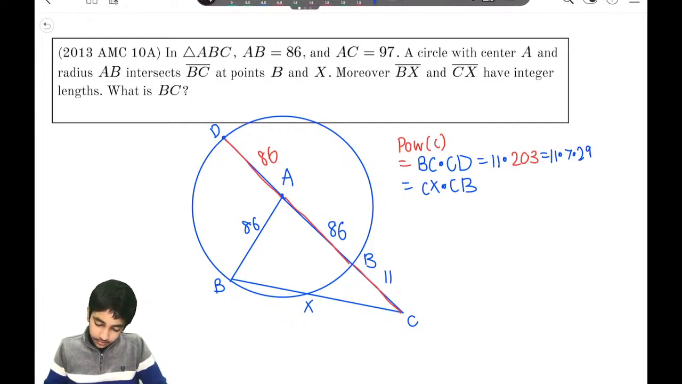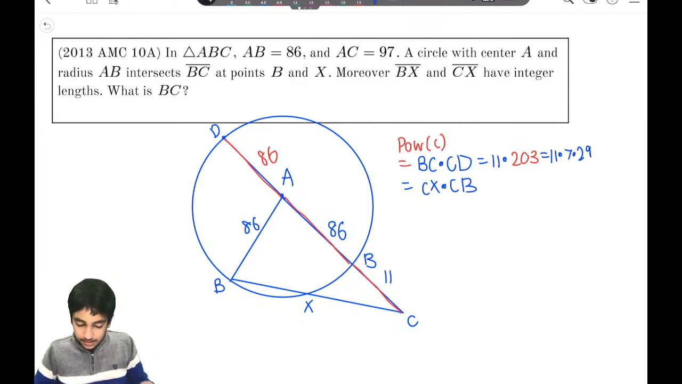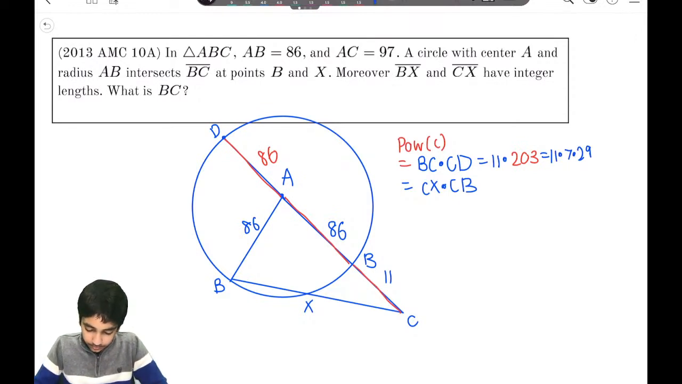Okay, so now what can we do? Now we can see that if the power of C is equal to 11 times 7 times 29, we have that CX times CB is just going to be equal to 11 times 7 times 29 too. How can we find CX from CB? So how can we actually find the lengths?